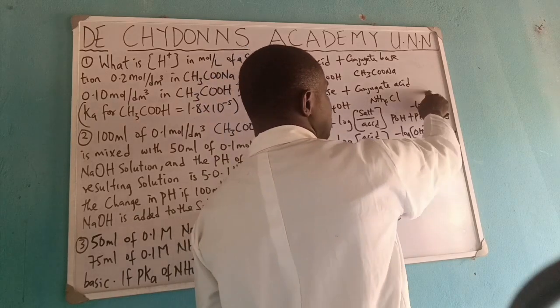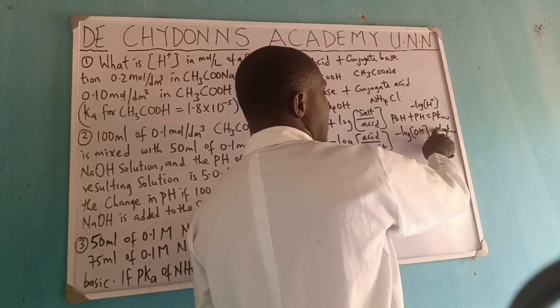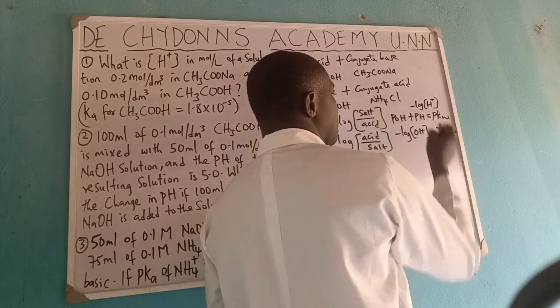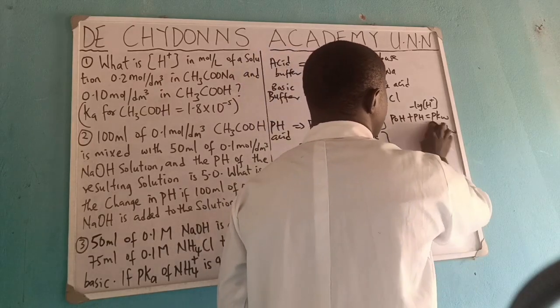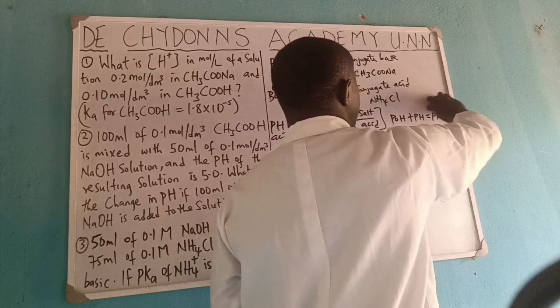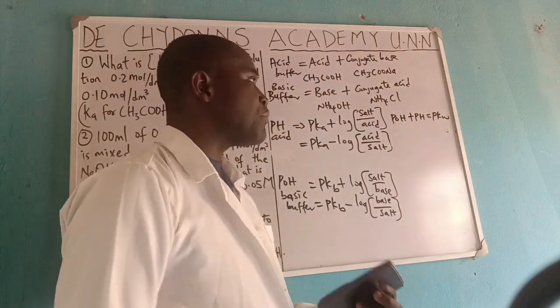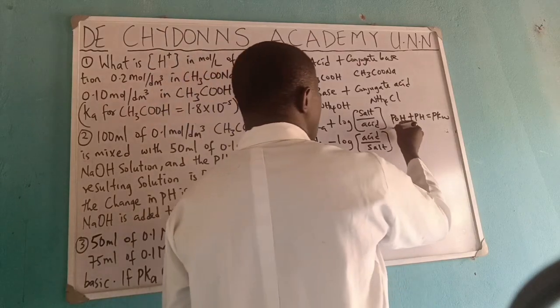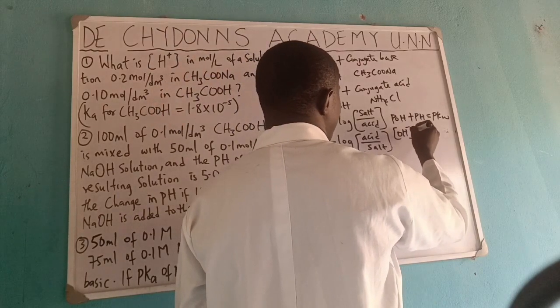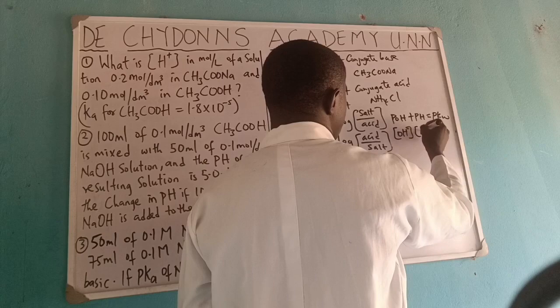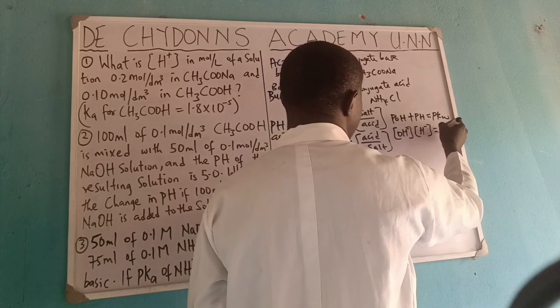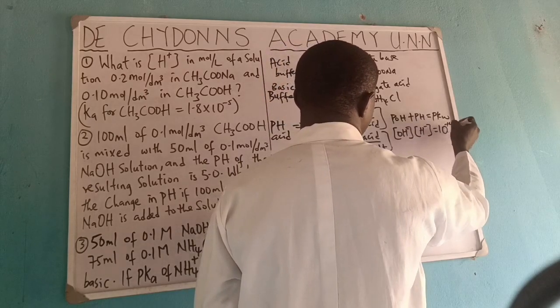Minus log of hydrogen ion means what? pH. Minus log of Kw means pKw. Note it. So when you add the pOH with pH, you have pKw. Then when you multiply OH ion with hydrogen ion, you'll be getting 10 raised to power minus 14.